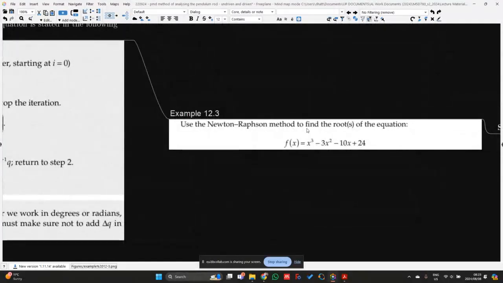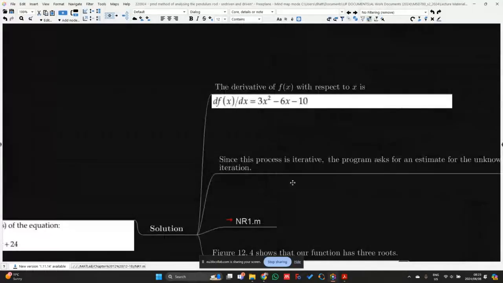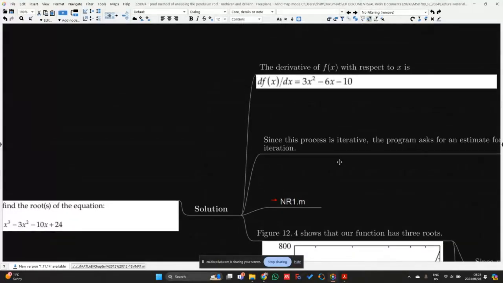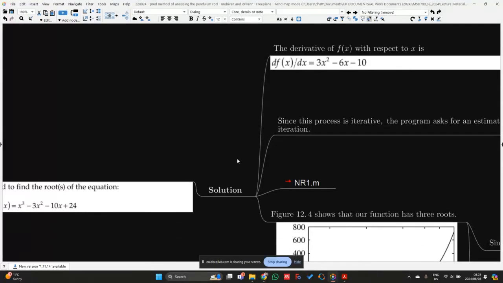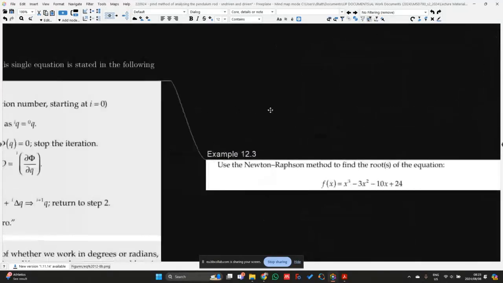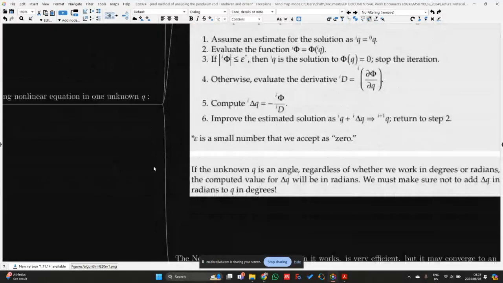So we can use the Newton-Raphson method over here to find the roots of this equation. For example, if x equal to x cubed minus 3x squared minus 10x plus 24. And over here, you can go and have a look at the solution. I'm not going to jump into this at the moment. We're not too interested in the actual numerical method applied over here. If you did have numerical methods in the first semester, some of these properties will look familiar to you. In our case, we're just interested in the actual iterative design process that is utilized within these simulations.